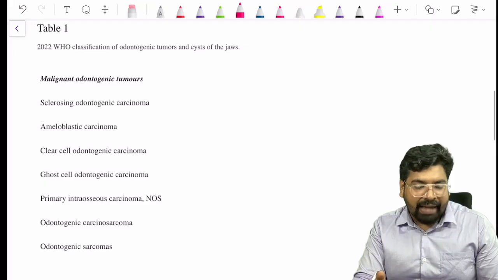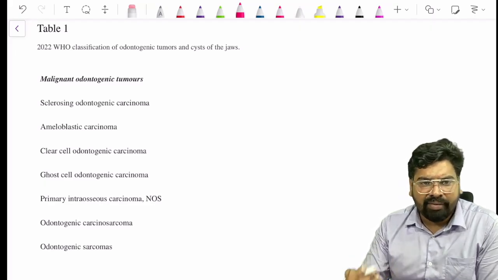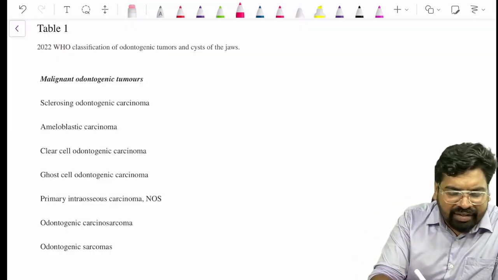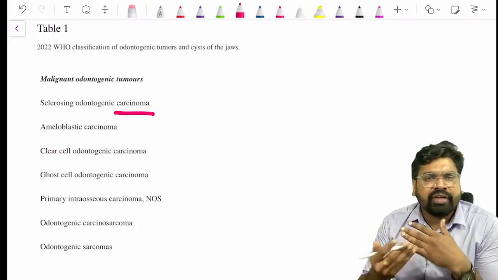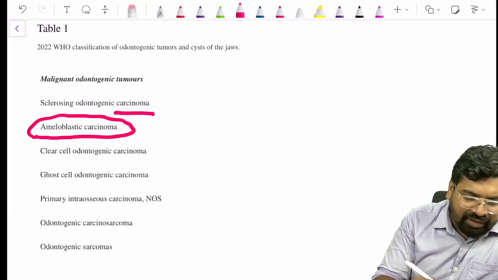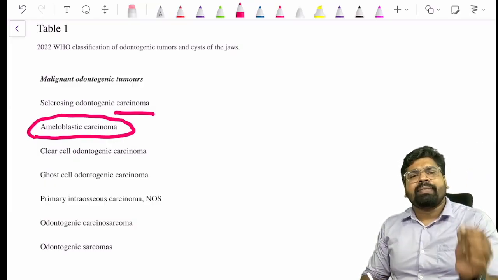Now these are the malignant odontogenic tumors. What are the malignant odontogenic tumors? Sclerosing carcinoma. So in malignant, you can see the term carcinoma. Carcinoma is the term used for malignancy. Out of this, ameloblastic carcinoma, can you see this? This is the real carcinoma of ameloblastoma.